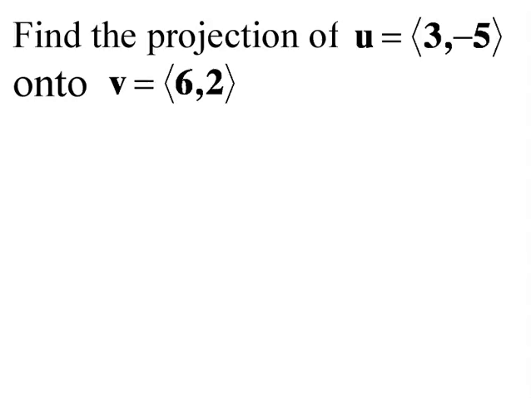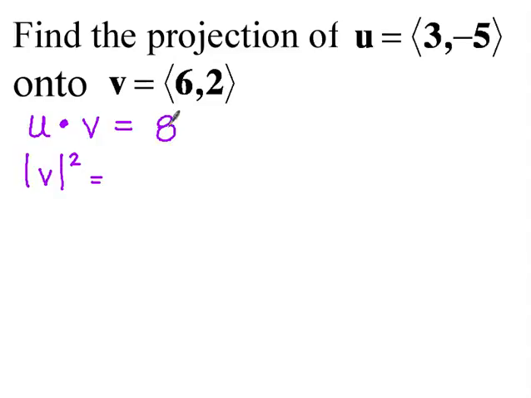The first thing I need to find is U dot V, and then I need to find the magnitude of V, and we'll talk a little bit about it being squared as well. So the dot product of U dot V, what's it going to be? 3 times 6 plus negative 5 times 2. So that's 8. Now I need to find the magnitude of V quantity squared.